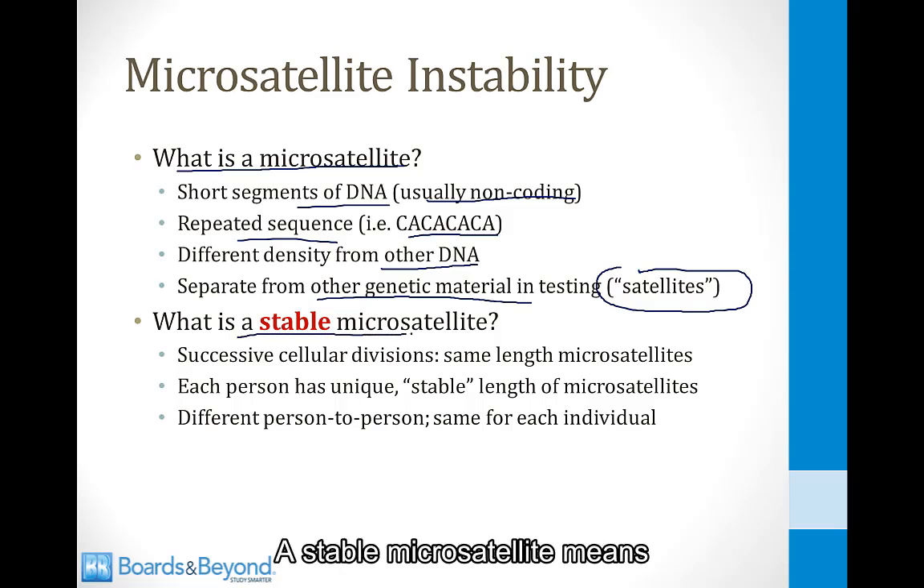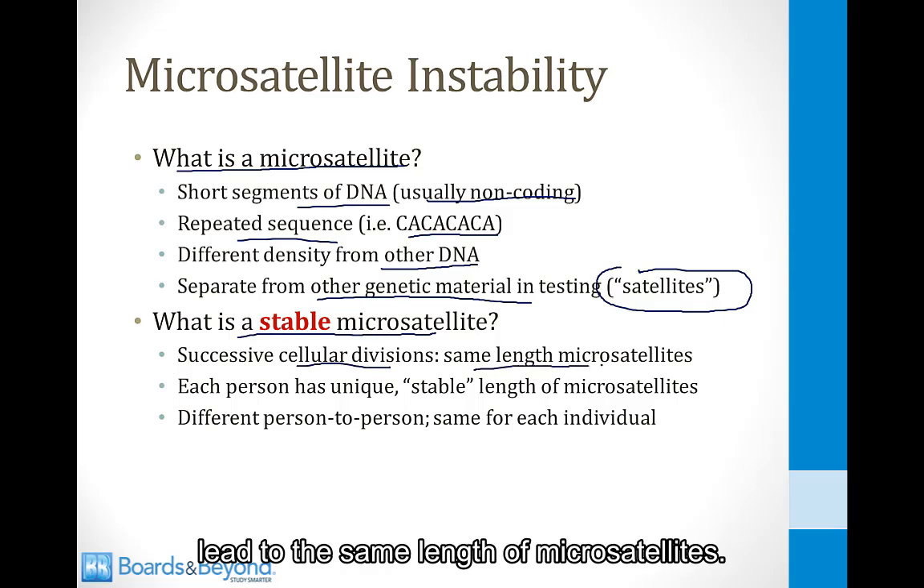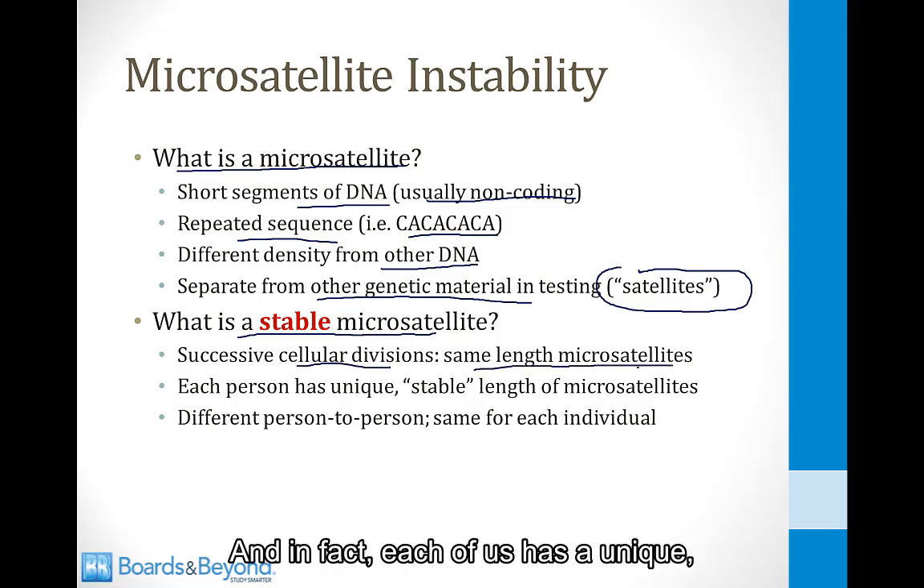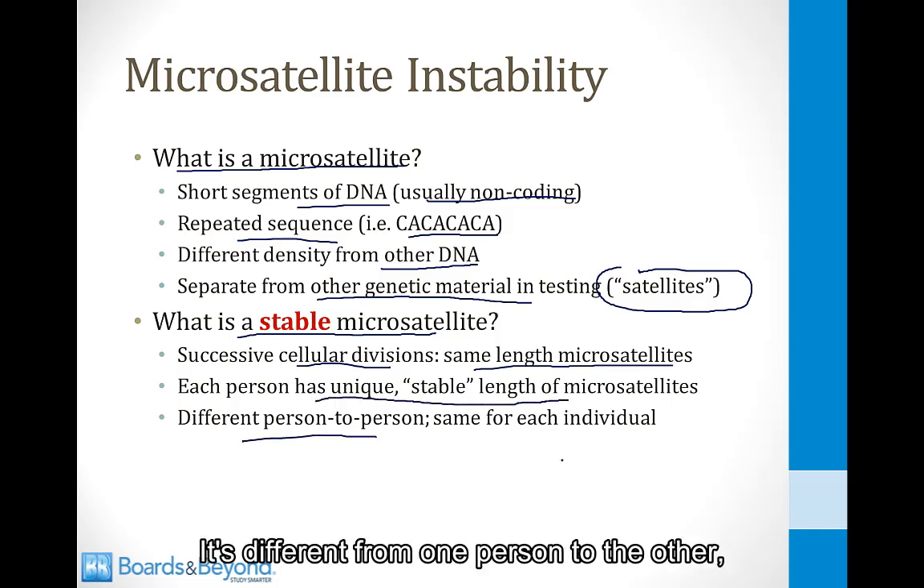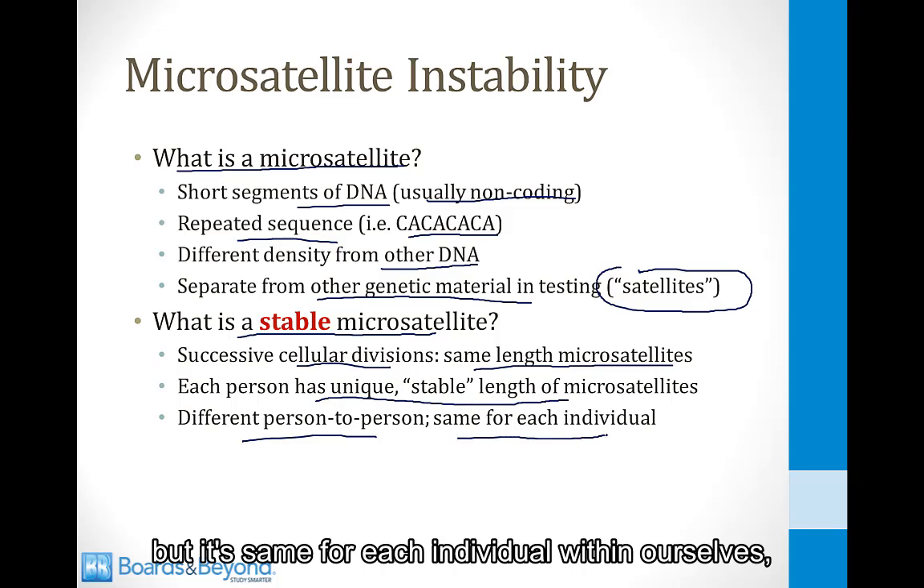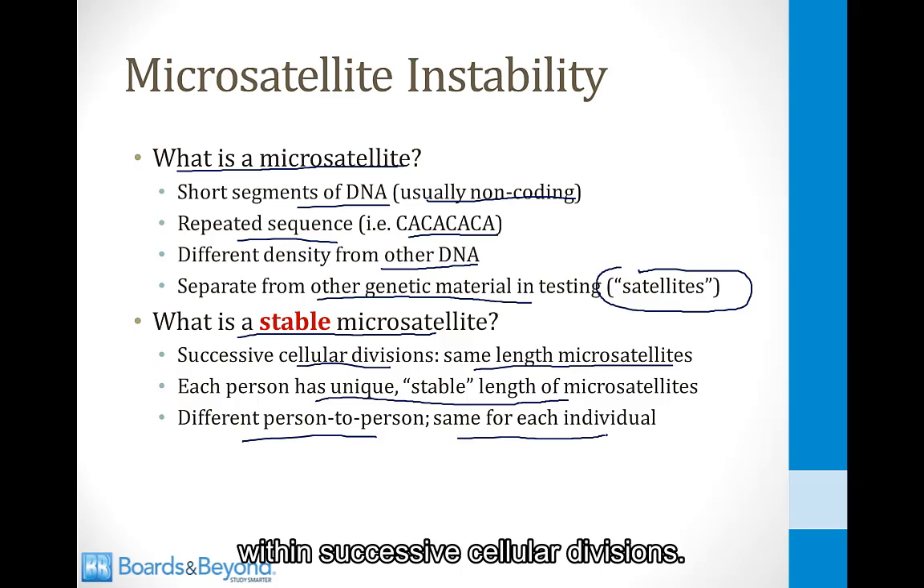A stable microsatellite means that successive cellular divisions lead to the same length of microsatellites. And in fact, each of us has a unique stable length of microsatellites. It's different from one person to the other, but it's the same for each individual within our cells within successive cellular divisions.